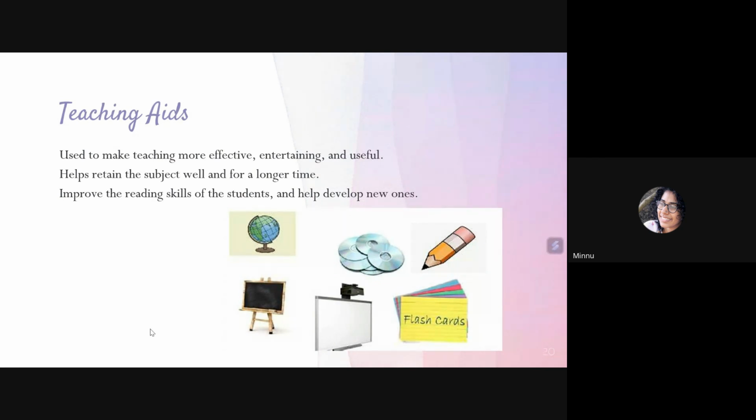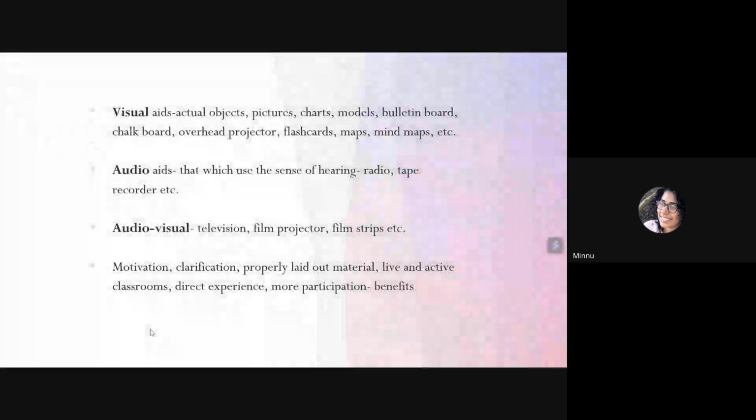collect cutouts or images of the dance forms or the art forms that are happening in that place. So we would make a collection of that, and those are all different teaching aids that the teacher uses to make the class or the teaching more effective. So there could be visual aids, for example, actual objects, pictures, charts, models, bulletin board, chalkboard, overhead projector, flashcards, maps, mind maps, etc.